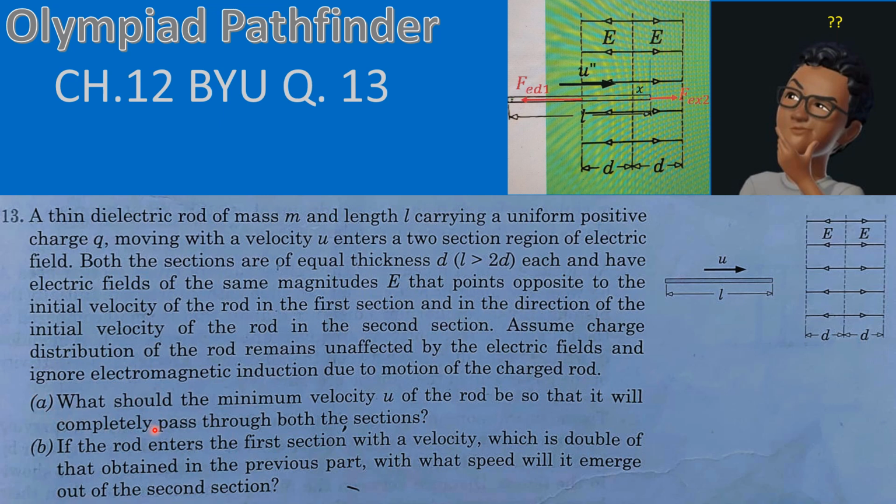So part A, what should be the minimum velocity u of the rod so that it will completely pass through both the sections? Part B is, if the rod enters the first section with a velocity which is double of that obtained in the previous part, part A, with what speed will it emerge out of the second section? Let us solve this question.